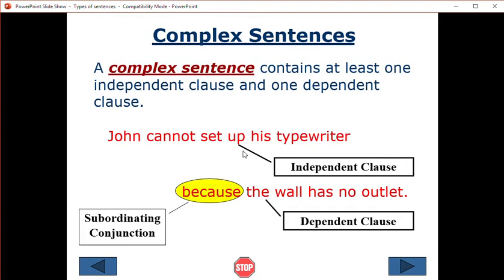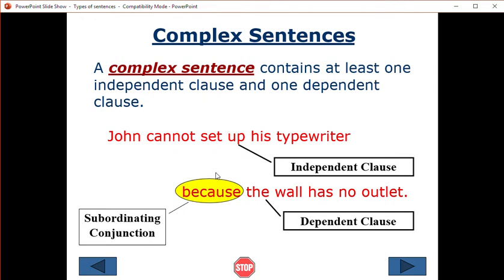Complex sentences, a mom and a baby. Remember that a baby clause cannot function by itself. This bottom part down here, because the wall has no outlet. Subject and verb, the wall has. Okay, it has a subject and a verb, but because of this word because, it doesn't make sense by itself. If we took out the word because and just said the wall has no outlet, that would be fine. But this subordinating conjunction because takes away the meaning. It means it has to be tied to a mom. John cannot set up his typewriter because he has no outlet. So the baby clause here, the subordinate clause, has to be tied to the independent clause for it to make sense.